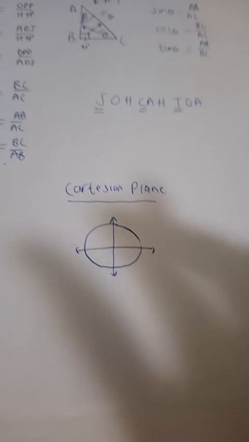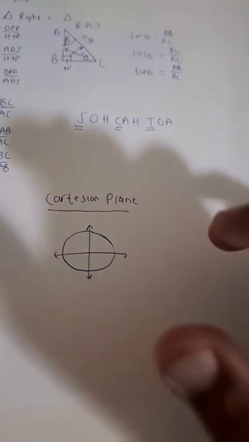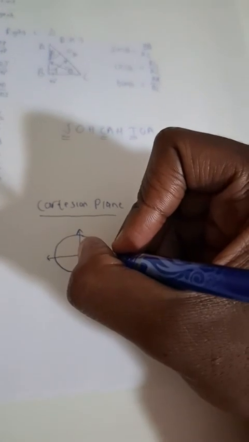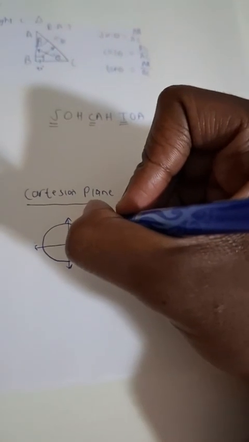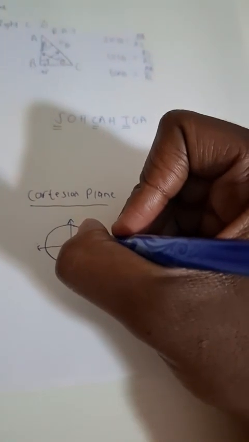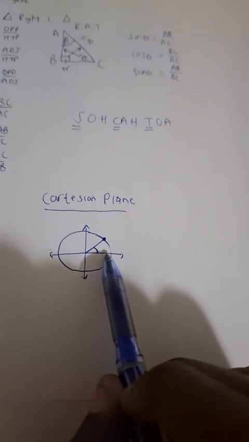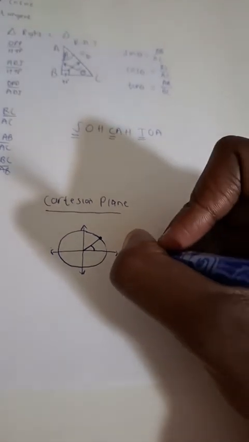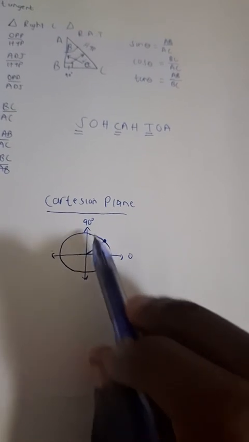Now, when we insert a unit circle in our Cartesian plane, we basically draw in what we refer to as a terminal arm. And that terminal arm will make an angle with the horizontal x-axis. In the first quadrant, we are obviously talking about angles from 0 to 90 degrees, and we refer to those as acute angles.